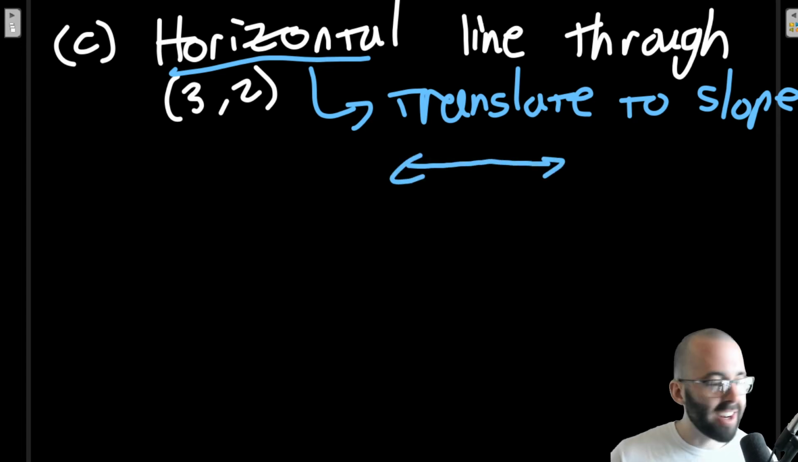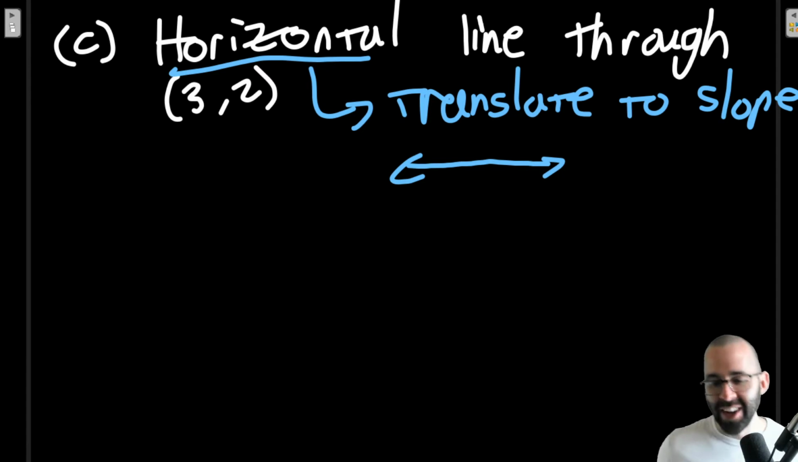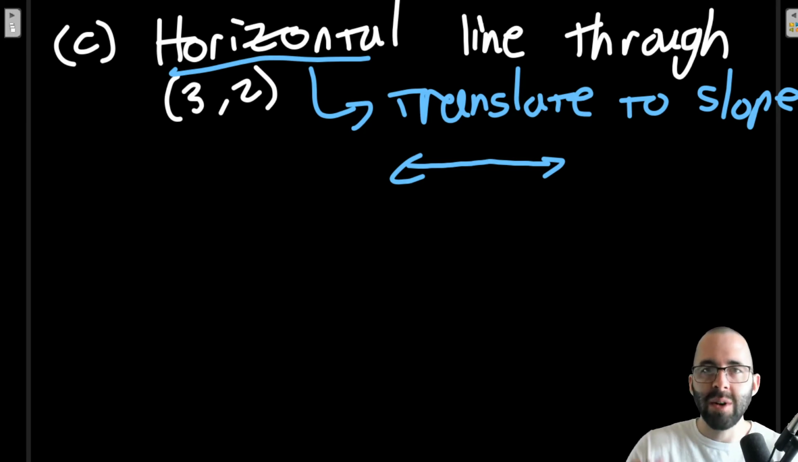Horizontal line is a flat line. I just said I didn't need to graph anything, but a horizontal line is a flat line. Is this rising at all? No. There's no rise, so it's going to be like 0 over something. It's 0. It's flat, right?